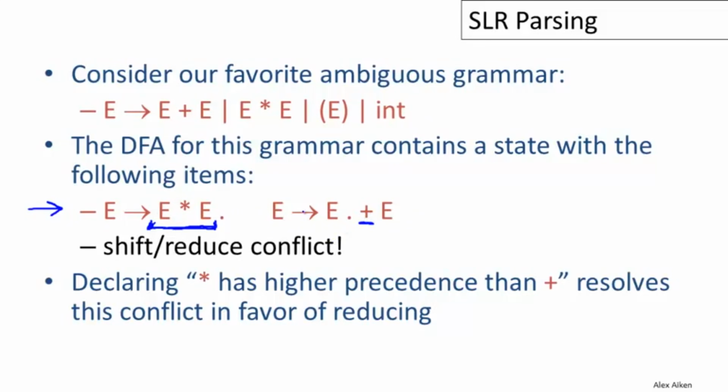And notice that this is exactly the question of whether times has higher precedence than plus. When you're in this situation, should you reduce, thereby grouping the multiplication operation first, or should you shift the plus, in which case you'll be working on that first since it's at the top of the stack? So in this situation, the declaration that times has higher precedence than plus resolves the conflict in favor of the reduction. We would not do the shift, and we would wind up with no shift-reduce conflict.